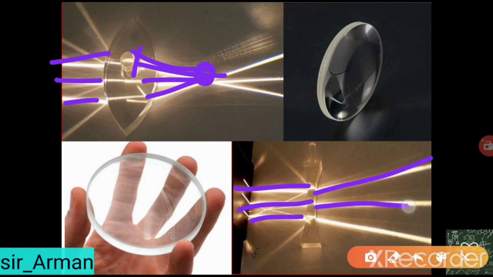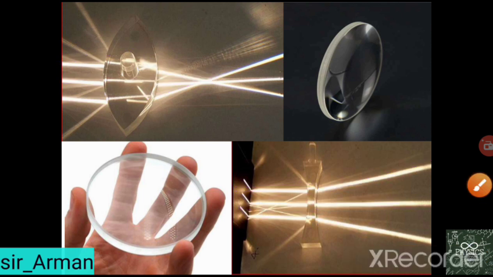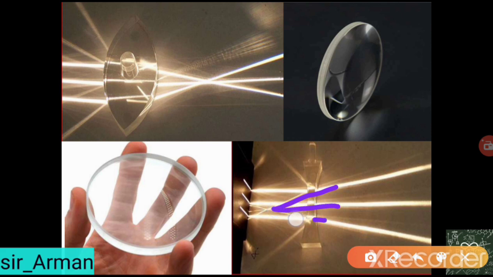In case of the concave lens, if you pass parallel rays, then after refraction the rays diverge. See here, the rays are diverging. These are the actual pictures. Hence the concave lens is also known as a diverging lens. Now if you trace all these rays back, you will find that they meet at this position, right? Here the rays are diverging, so it is called a diverging lens.